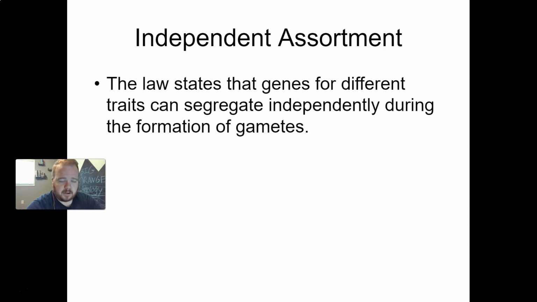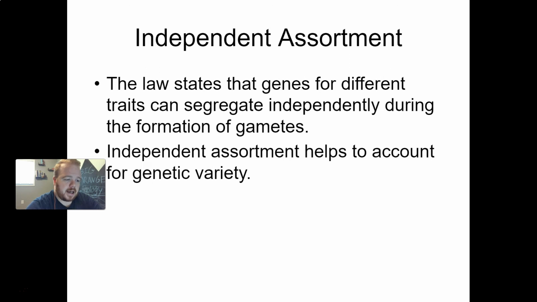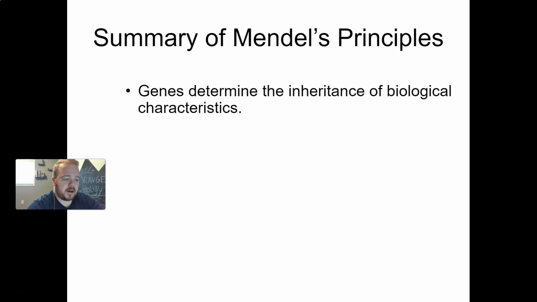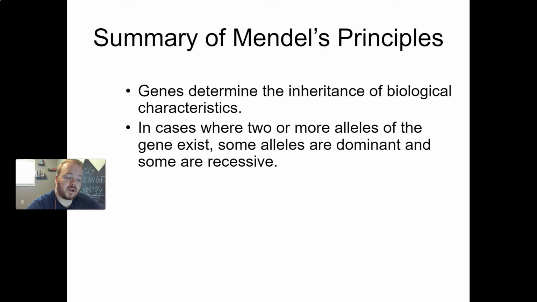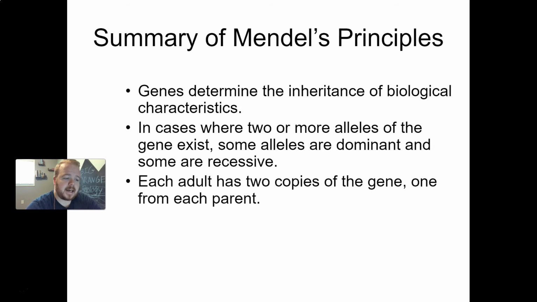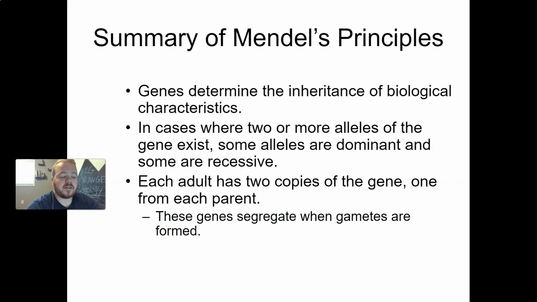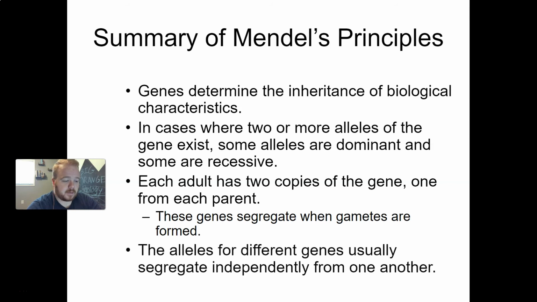So independent assortment is the law here. This law states that genes for different traits can segregate independently during the formation of gametes. Independent assortment accounts for the genetic variety. So to summarize Mendel here, genes determine the inheritance of biological characteristics. In cases where 2 or more alleles of the same gene exist, some alleles are dominant, some will be recessive. Each adult has 2 copies of the gene, 1 from each parent. These genes are segregated, though, when gametes are formed. And alleles for different genes usually segregate independently of one another, meaning they independently assort.